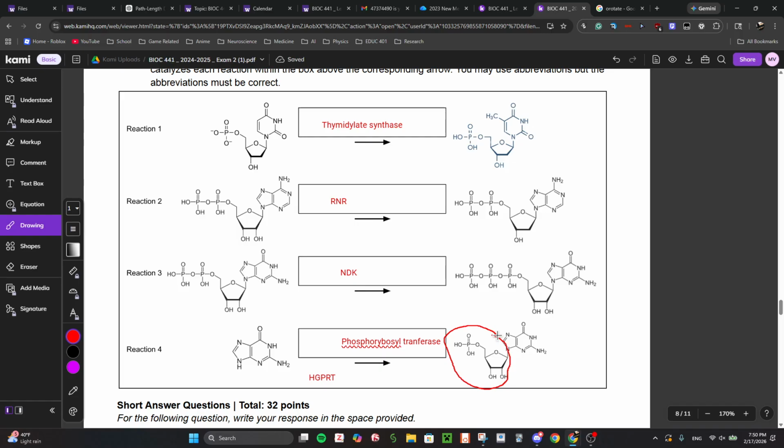You should write that. This is an authorized, specific one, and they should give you full credit for that. And put HGPRT. This is just the PRT part of it.